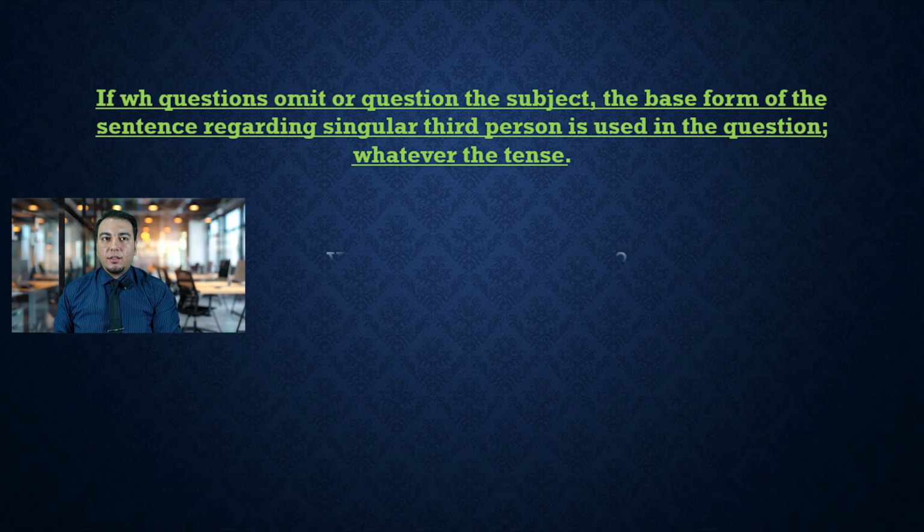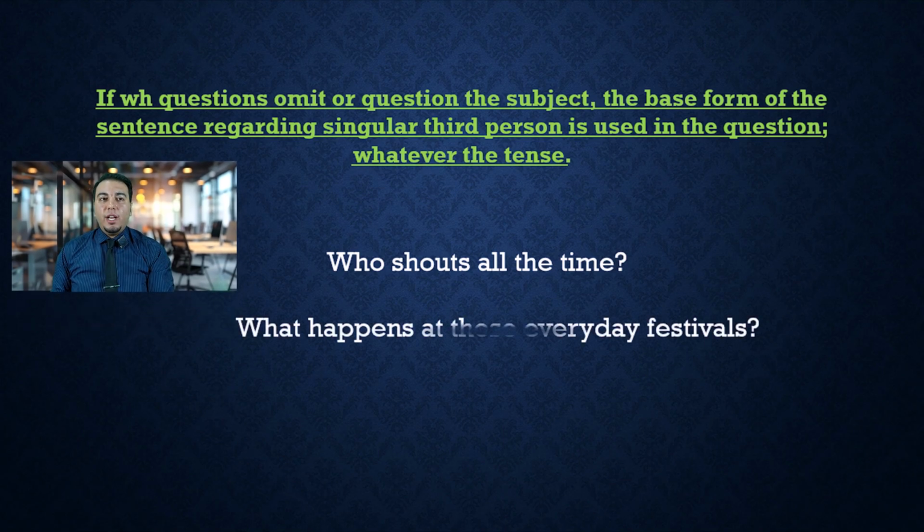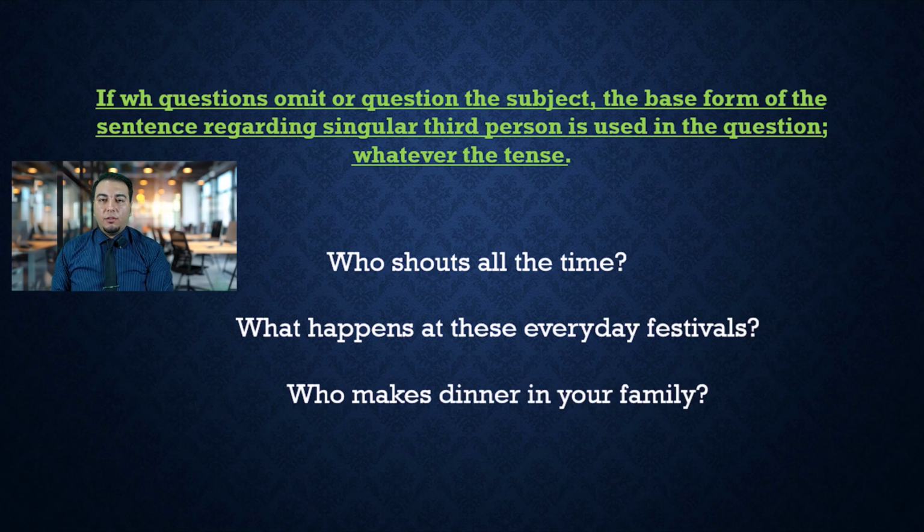Look at this sentence. Who shouts all the time? I don't have do or does in this question because the subject is omitted. Another example is, what happens at these everyday festivals? As you can see, we don't have do or does in this question. And lastly, who makes dinner in your family? Again, because we don't have any subject in this question, we don't use do or does in the question.